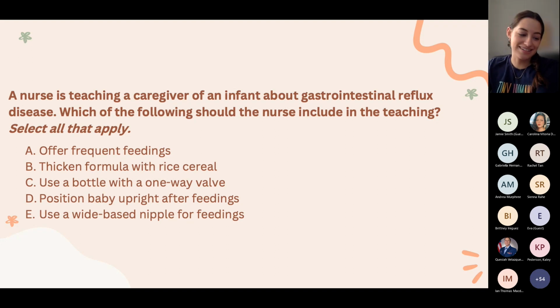All right. Great job, you guys. So A, B, and D is correct. For C and E, those would be your infants who have a cleft palate. So good job.